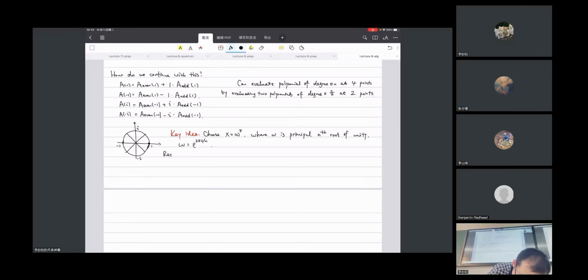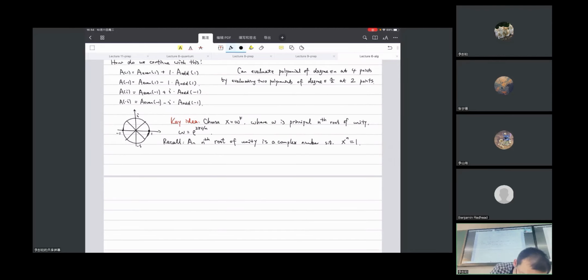So recall that an nth root of unity is a complex number such that its nth power equals 1. And you can clearly see that they are omega to the 0, which just equals 1, omega to the 1, until omega to the n minus 1.